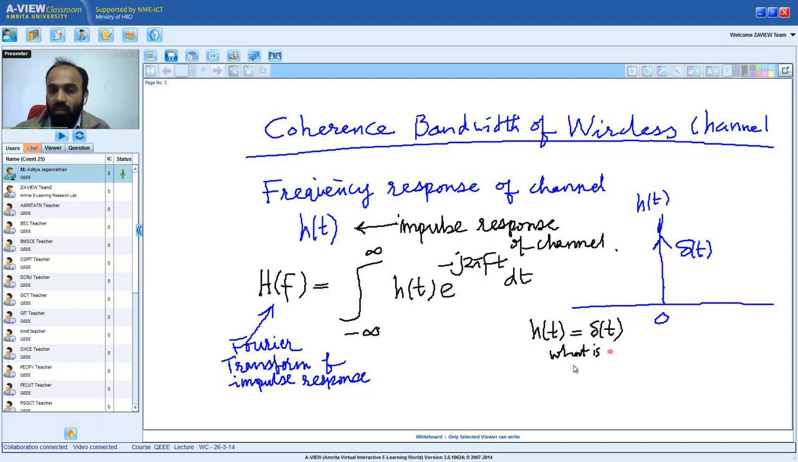What is the frequency response? Can someone answer what is the frequency response if h(t) equals delta(t)? Everyone should be familiar with this basic impulse. If h(t) equals delta(t), what is the frequency response? Can anyone say? One colleague is already responding. Can someone else also respond, please? What is the frequency response corresponding to h(t) equals delta(t)?